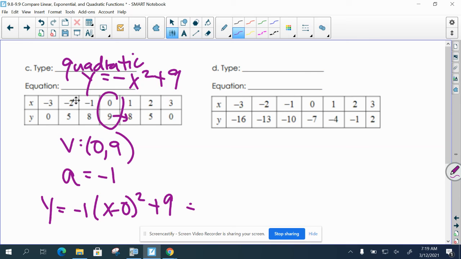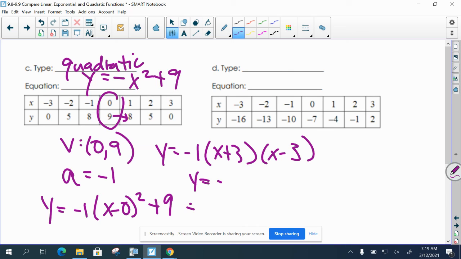Okay, you could also write this based off of the zeros. So you could say y equals -1, and then if your zeros are -3 and 3, you would write x plus 3 and x minus 3. If you FOIL this out, you get y equals -x squared, and then the 3x and the -3x cancel, and you get -9. So that becomes the same thing, -x squared plus 9.